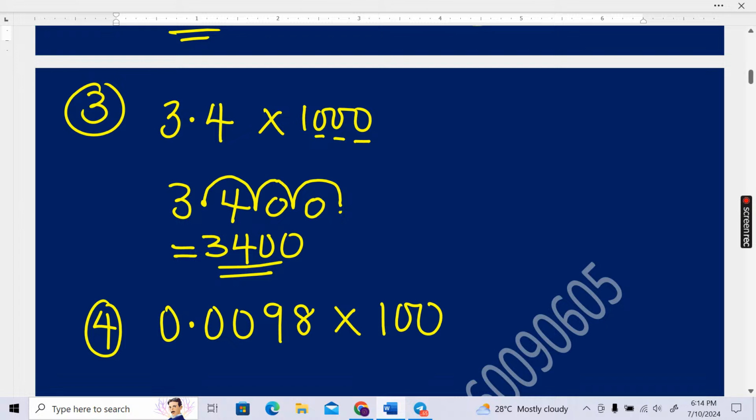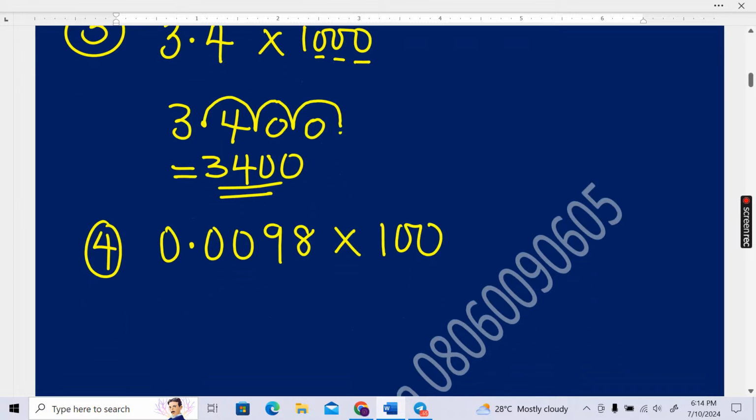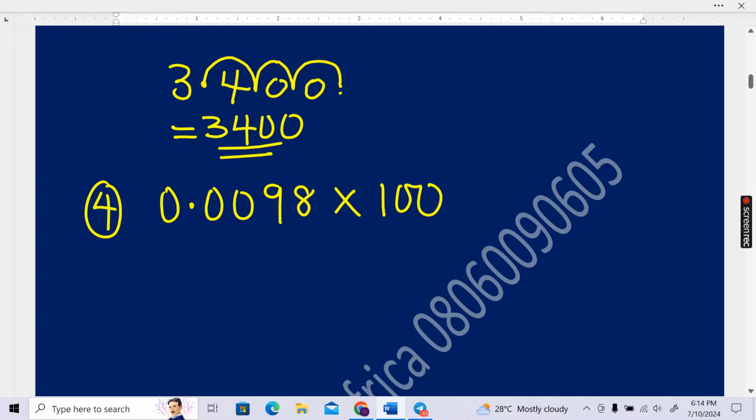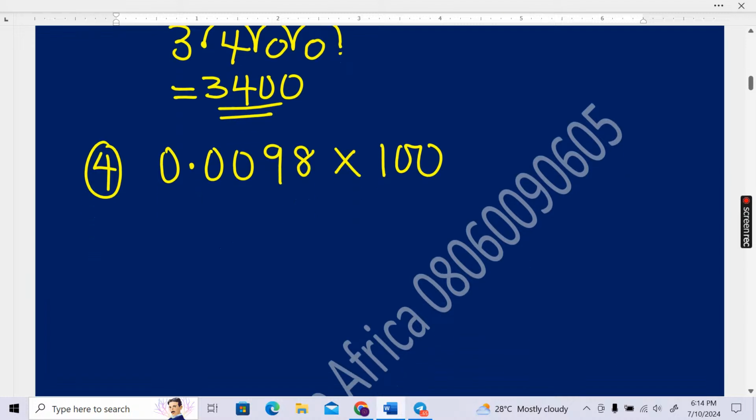The next one is 0.0098 times 100. So don't forget to write out the number first. Then we can move the decimal point to the right because we are multiplying. 100 has 2 zeros, so I'll move my decimal point 2 places to the right.